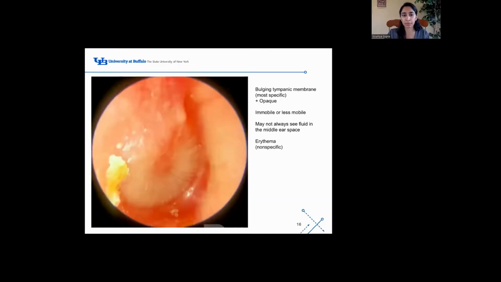And going back to that picture, a bulging tympanic membrane is the most specific finding in AOM, and combined with the fact that it's opaque, this is highly predictive of the diagnosis. It's also immobile or less mobile than usual, and you may not always see the fluid in the middle ear space because of how opaque the membrane is. And erythema is non-specific as a finding, but oftentimes you would see it.